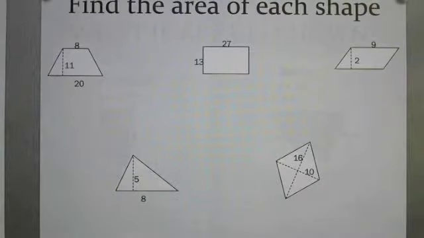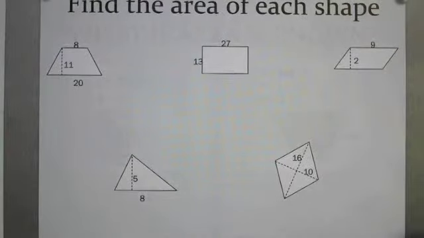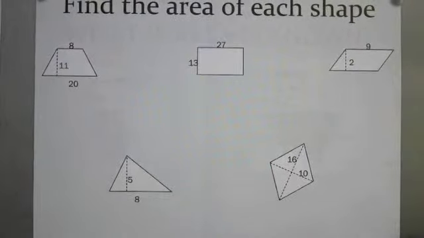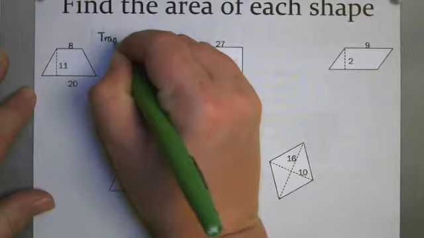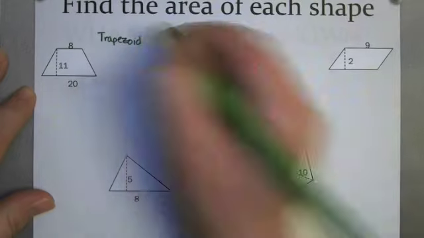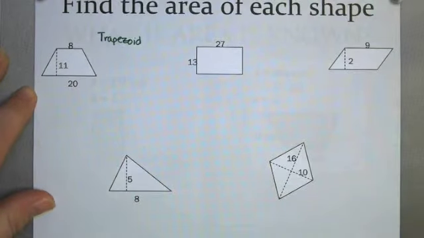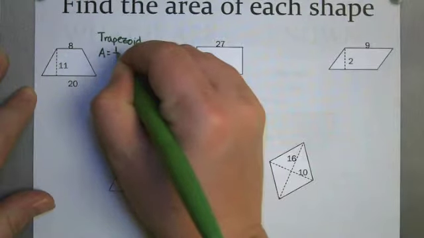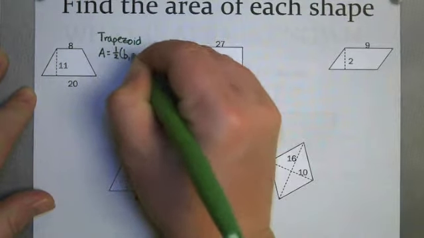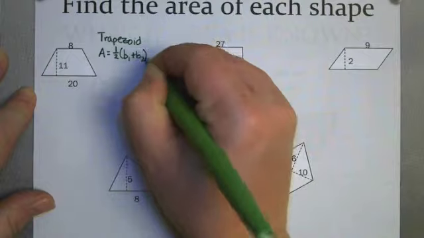So now let's do some examples. Make sure you're copying these down so that you have some good examples for your notes. Okay, let's take the first one. The first one is a trapezoid. Since it's a trapezoid, we need to use the trapezoid formula, which is A equals 1/2 (B1 plus B2) times the height.